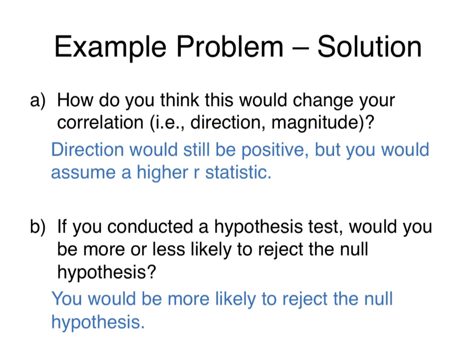So the direction of the correlation would still be positive, but the correlation coefficient would be higher because you no longer have that outlier artificially pulling the relationship down. And you would be more likely to reject the null hypothesis because our correlation would be stronger or further away from 0, the null value.